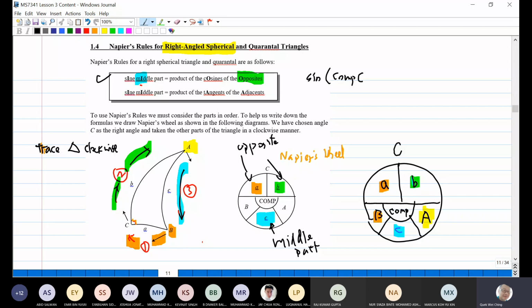Sine of co-m C. Small letter side. So this is a small side here. Sine of co-m C is the product of the cosine of the opposite. That means the cosine opposite is A, cosine of B. So you have a sine of co-m C here.